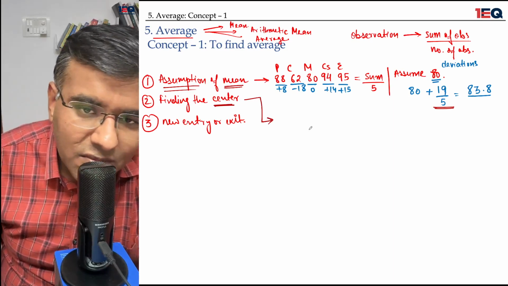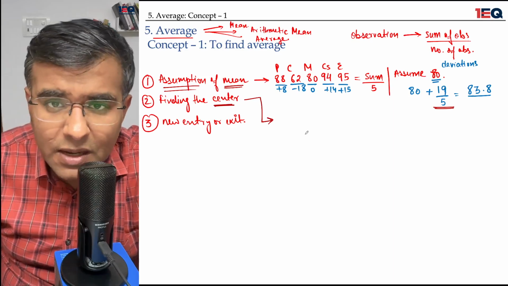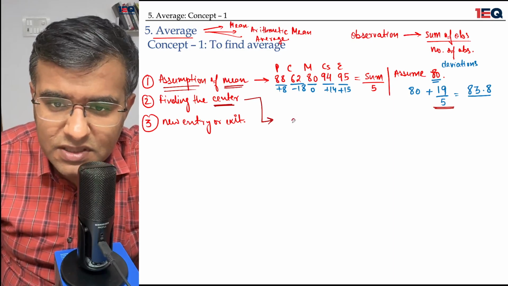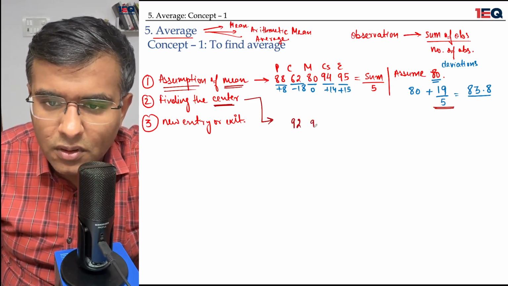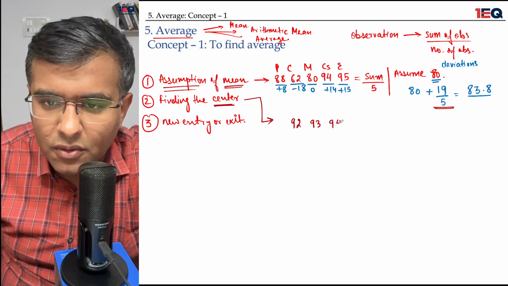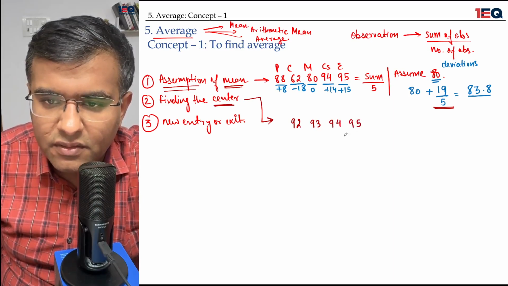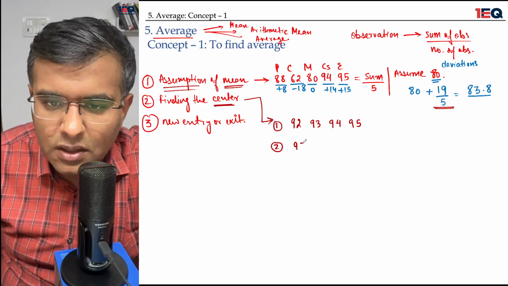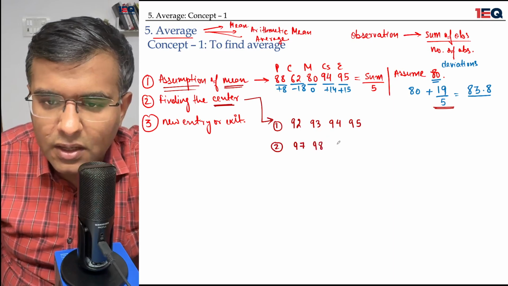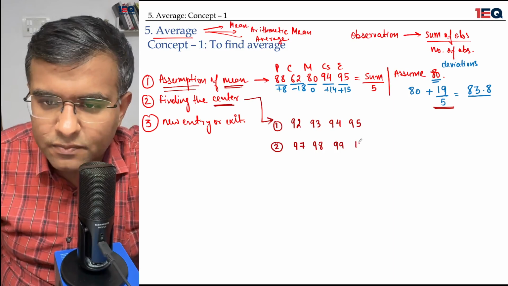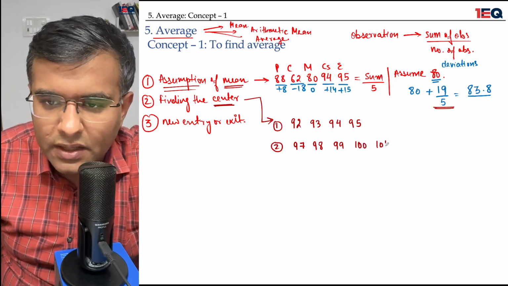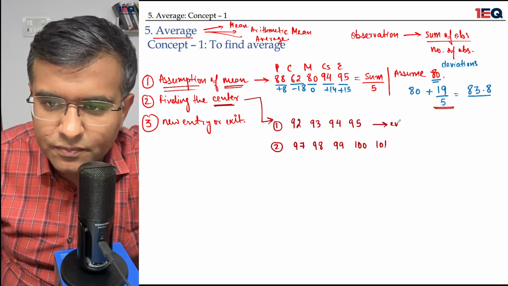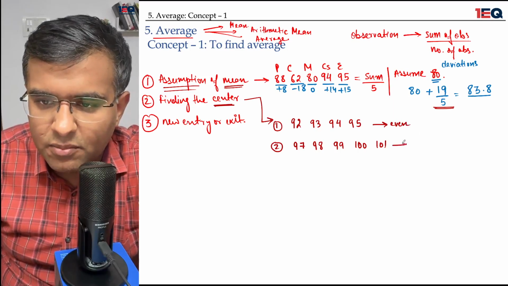Now, there can be situations in which the numbers are given in series. Let's say the first series starts with 92, 93, 94, and 95, and the second series is 97, 98, 99, 100, and 101. The number of terms in the first series is even, and the number of terms in the second series is odd.